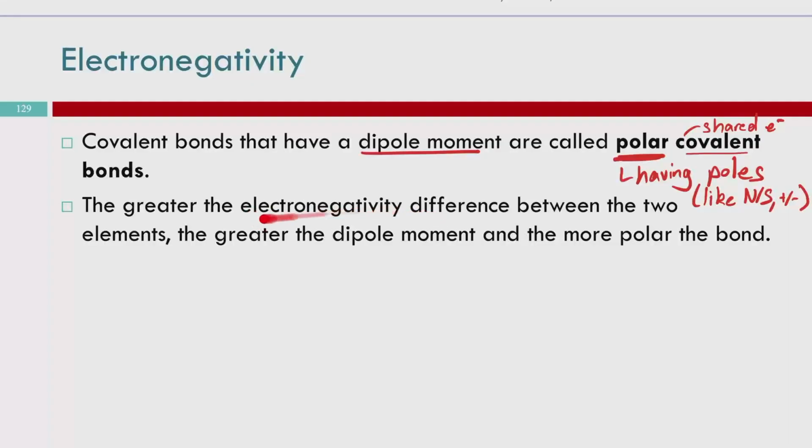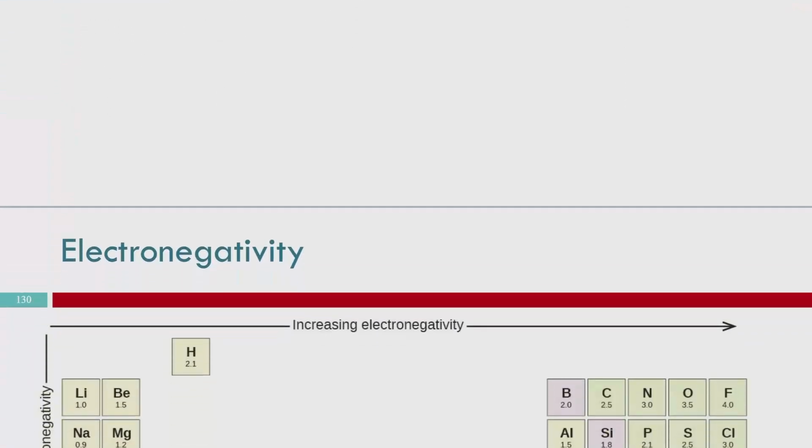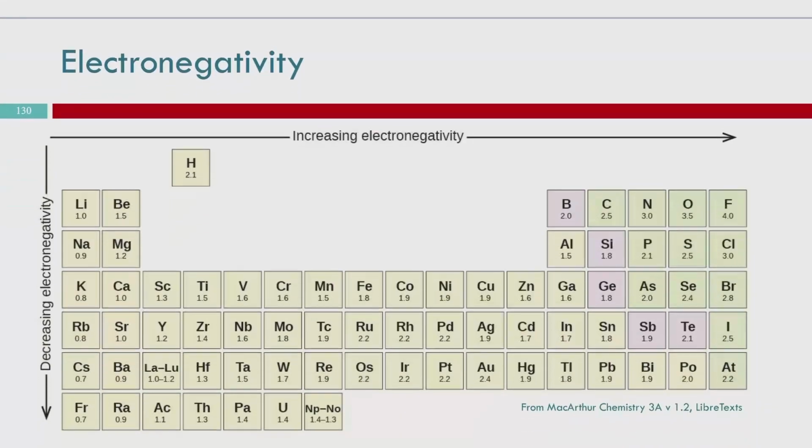The larger that the electronegativity difference is between the two elements, the greater the dipole moment is, the more theft is occurring, and the more polar that the bond will be. We also have two other options. It's not always just going to be polar covalent. We've got two other options that we'll talk about in a bit.